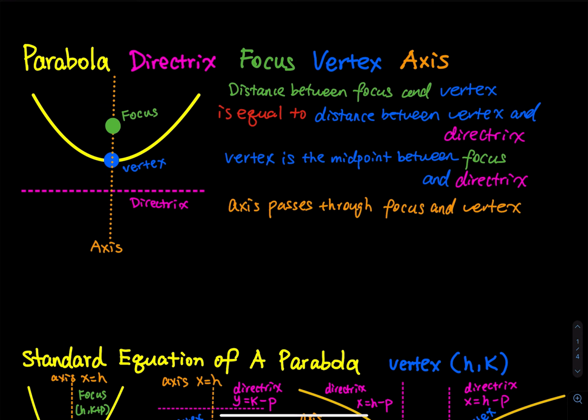It's like a bow, right? So which direction is the bow facing? Up, down, left, or right? And then the axis passes through the focus and the vertex. So I would say that this axis divides the parabola equally. So the piece on the left is equal to the piece on the right.